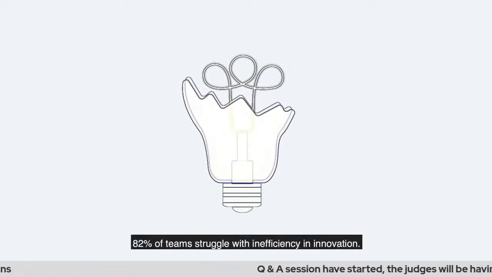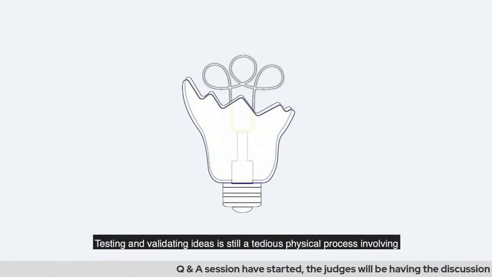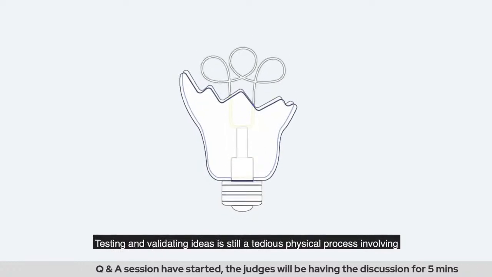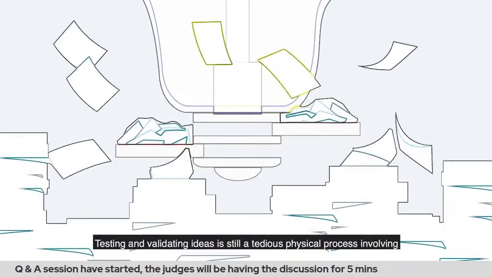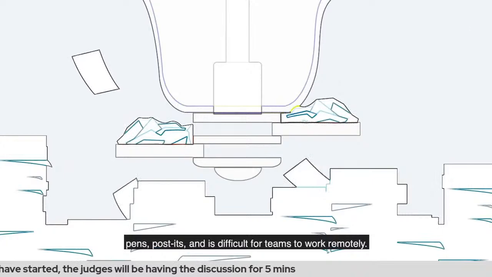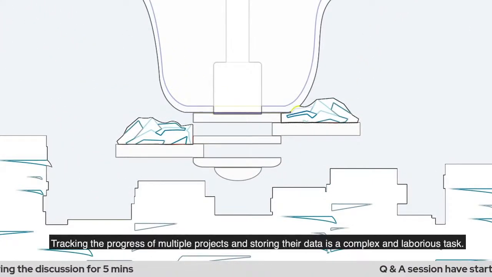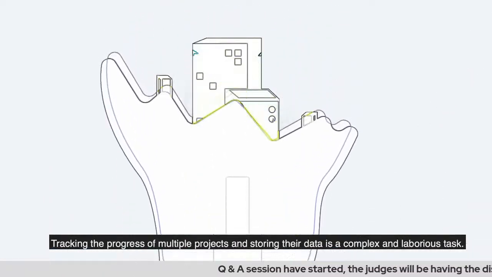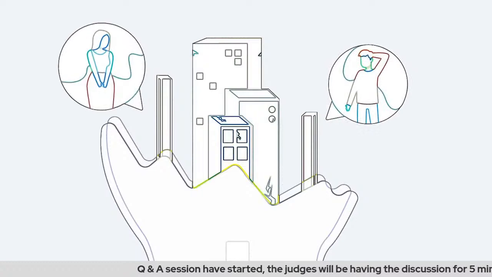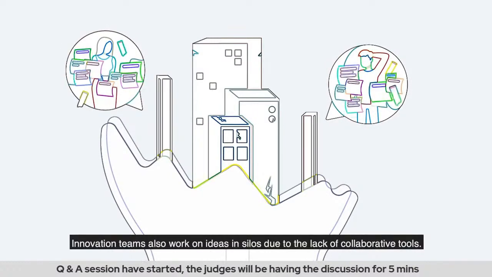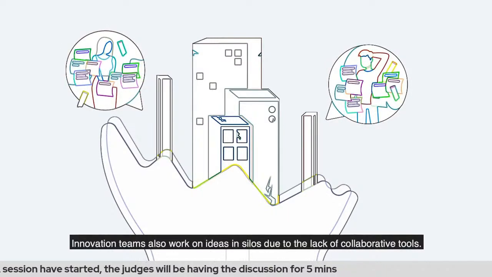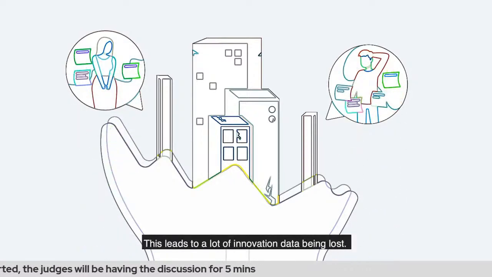82% of teams struggle with inefficiency in innovation. Testing and validating ideas is still a tedious, physical process involving pens and post-its, and it's difficult for teams to work remotely. Tracking the progress of multiple projects and storing their data is a complex and laborious task. Innovation teams also work on ideas in silos due to the lack of collaborative tools. This leads to a lot of innovation data being lost.